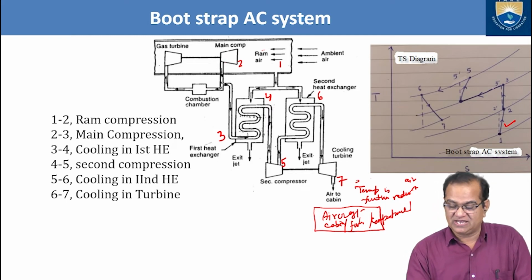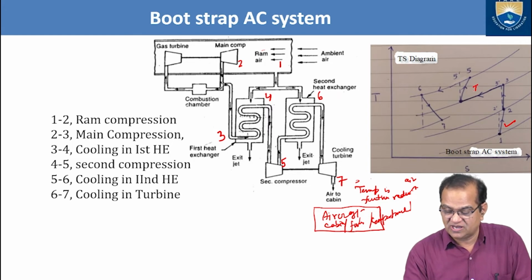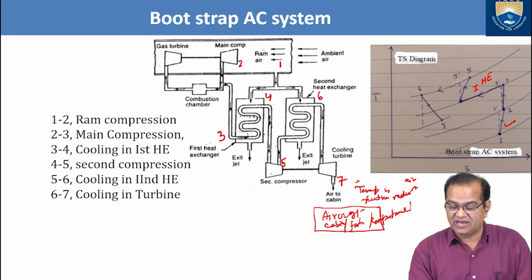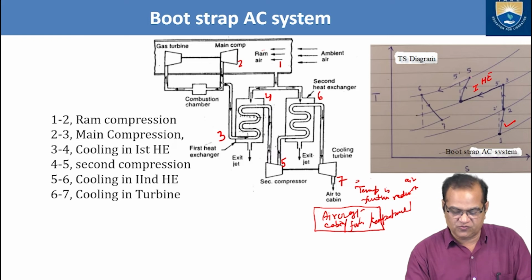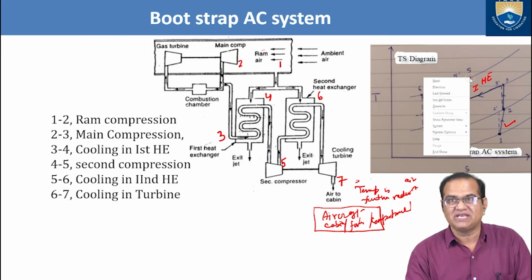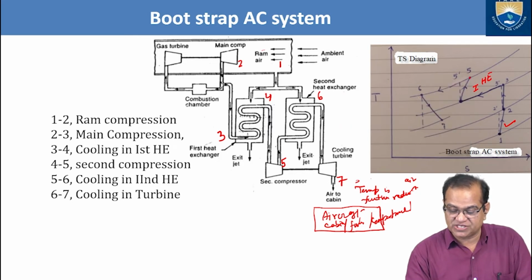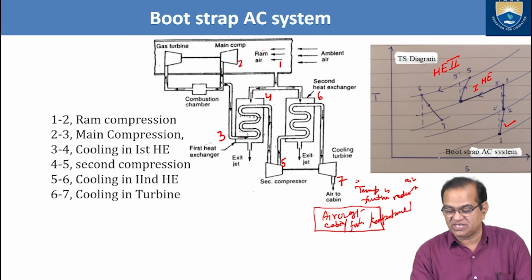3 to 4 is cooling in the first HE. Then again the temperature is increased in the second compressor. It is 4 to 5, the second compression. Compression is taking place, and again cooling is taking place, 5 to 6 in the HE2, and then 6 to 7 is the final temperature, which is obtained with the help of this system.